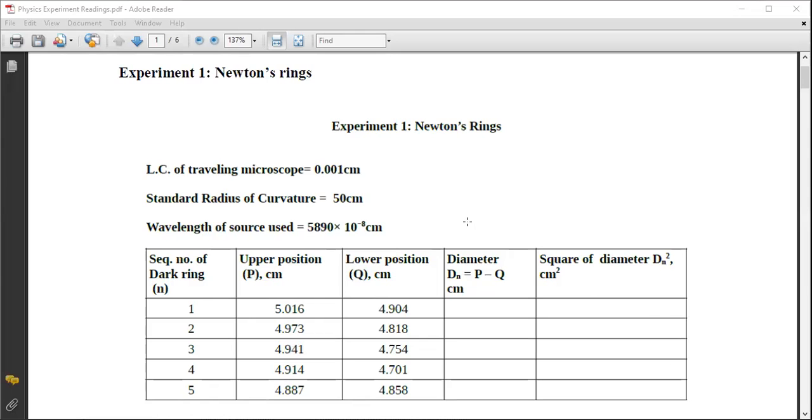So in a notebook, you can note down the readings. Okay. So we are giving you the experimental readings. So you can note down in your notebook.